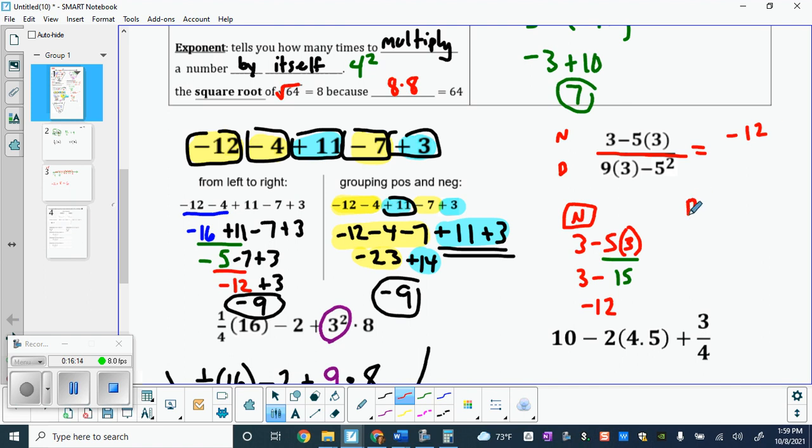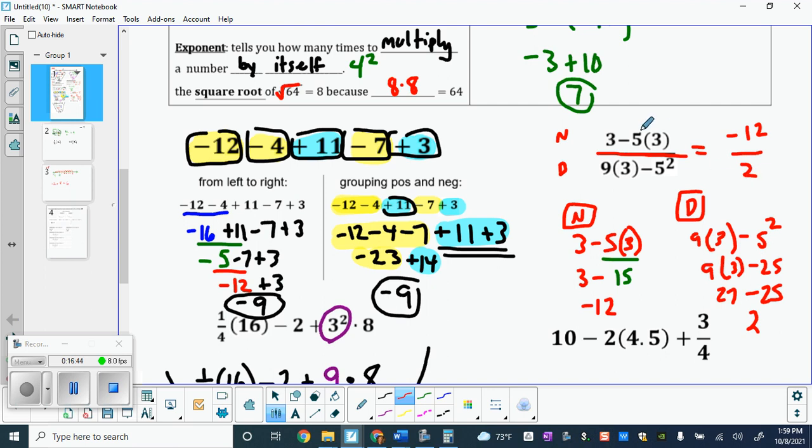Now I still have this denominator to worry about, and it's a 9 times 3 minus 5 squared. So 9 times 3 actually is going to come after the exponent, so I'm going to leave 9 times 3 alone. 5 squared is a 25, so we're going to do minus 25. All right, this is a 27. The 27 minus 25 makes this a 2. So the denominator here is a 2.